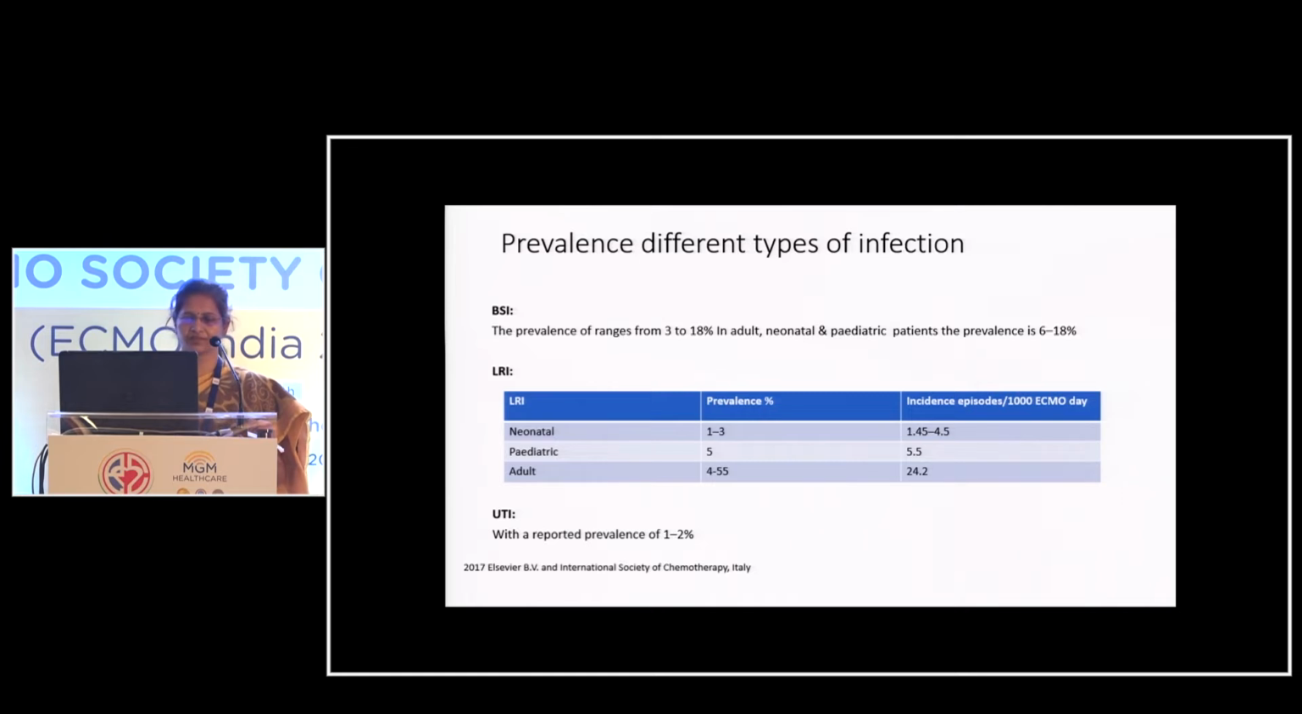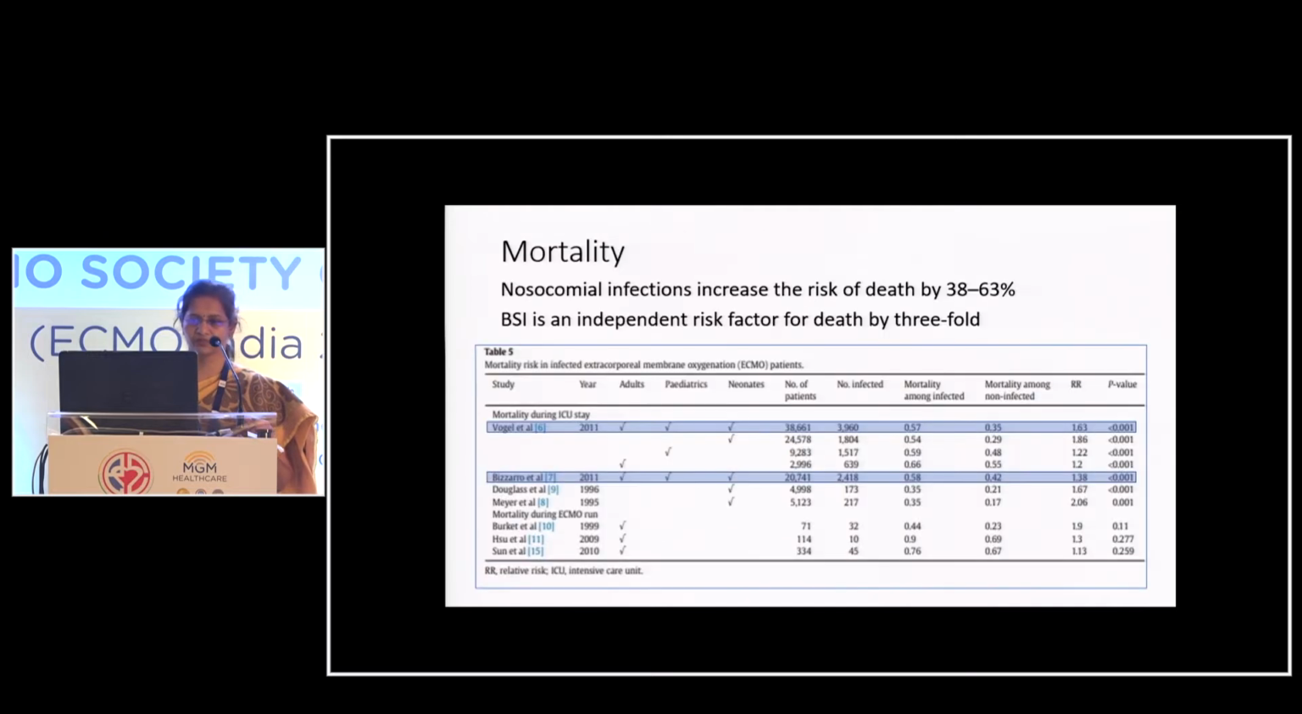Prevalence of different types of infection. The prevalence of bloodstream infection is almost the same for the adult and the pediatric group, 3 to 18% and 6 to 18%. The prevalence of lower respiratory tract infection is higher in adults when compared to neonates and pediatrics, and UTI is very minimal, 1 to 2%.